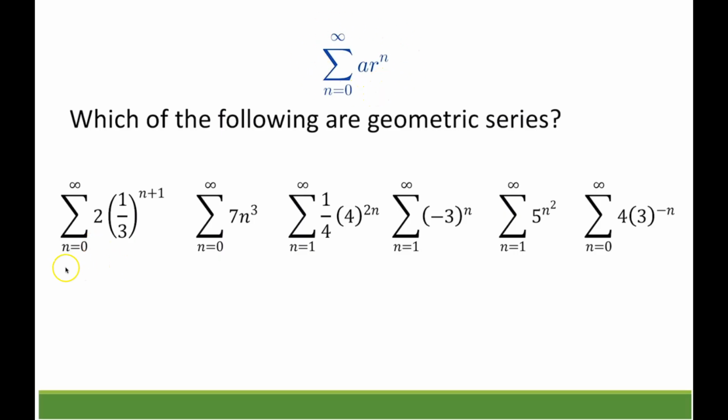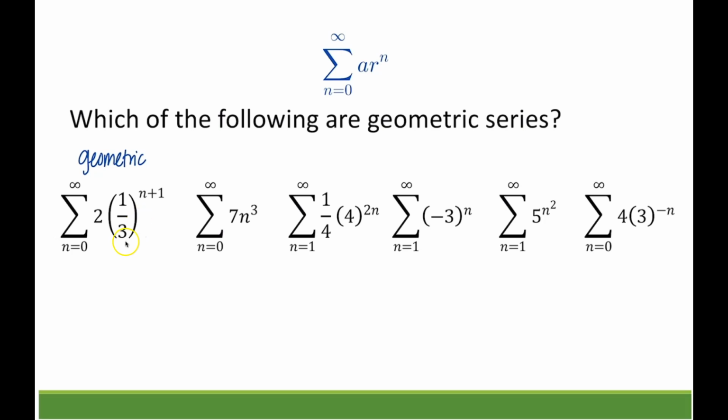Let's start with this first example, the sum of n equals 0 to infinity of 2 times 1/3 to the n plus 1. So this one is a geometric series, and it has the form that we're looking for, where this is a number here, this is a number here in the base, and there is an n, the indexing variable, up in the exponent raised to the first power. Now, it's not exactly like this. Here the starting index is 0, and the exponent up here is n, but here we have n plus 1. But this would still qualify as geometric.